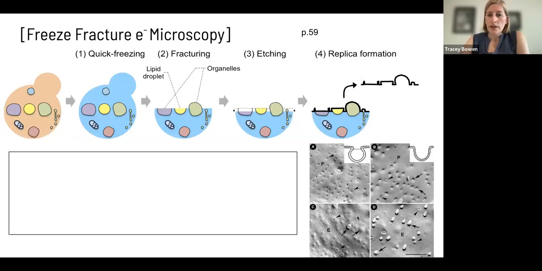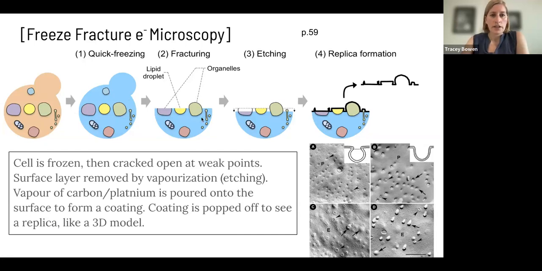Freeze fracture microscopy is a way of generating a model so that you can take a picture of it and see what's going on inside the cell. The way that this happens is the cell is frozen, then it's cracked open, the surface layer is removed using vaporization. That's this etching process. And then a replica is created using either carbon or platinum to pour onto the surface. And then that coating is popped off. So you can see a 3D model, and then a micrograph is taken of that. So you can see here, these are replicas of cell membranes.